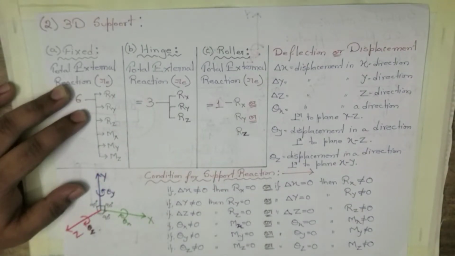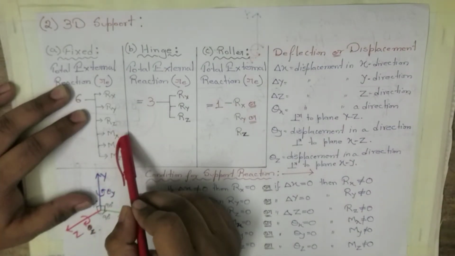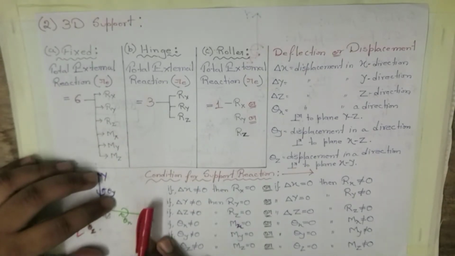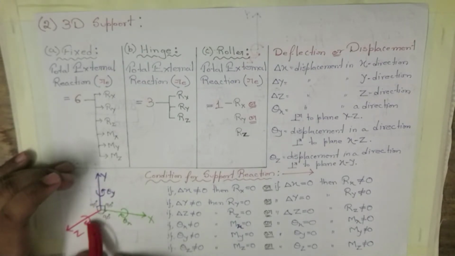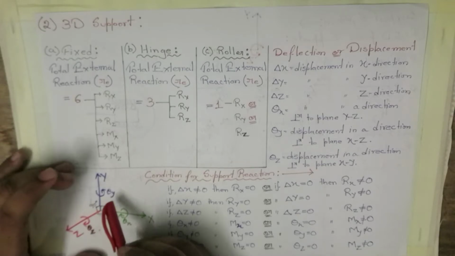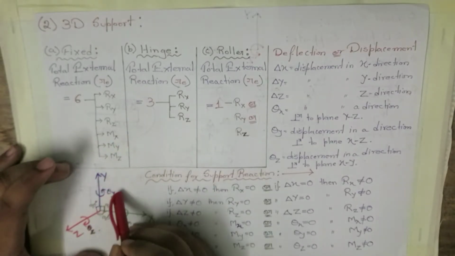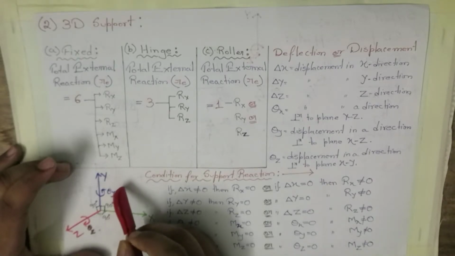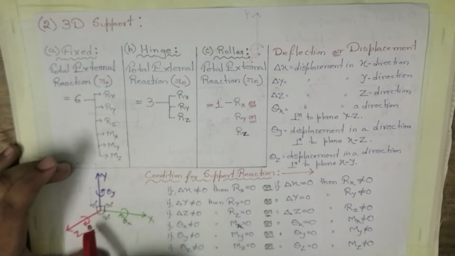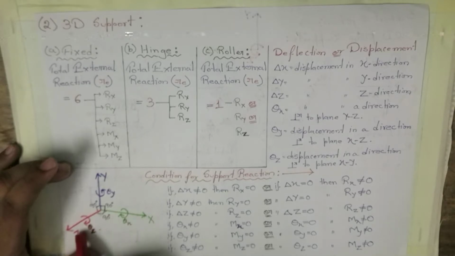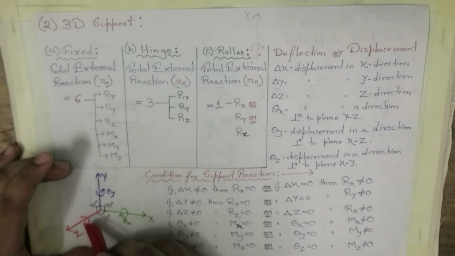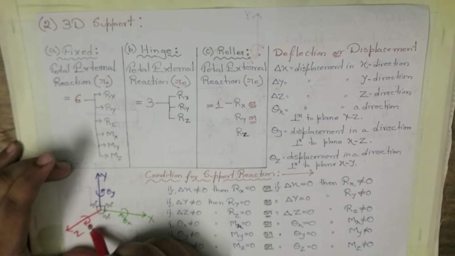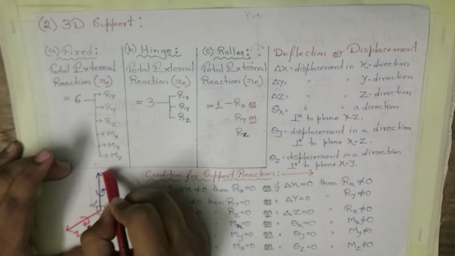Now, what are the resisting moments? Here Mx is the resisting moment resisting the rotation along the x-axis, which is perpendicular to the yz plane. Similarly, My is the resisting moment resisting the rotation about y-axis, which is perpendicular to the xz plane. Similarly, Mz is the resisting rotational moment which resists the rotation along z-axis, which is perpendicular to the xy plane.